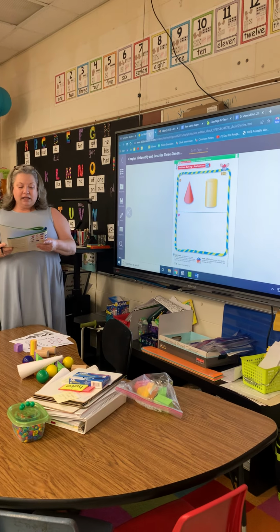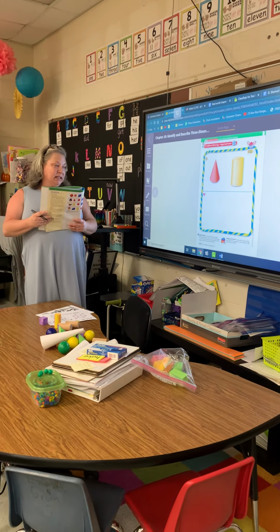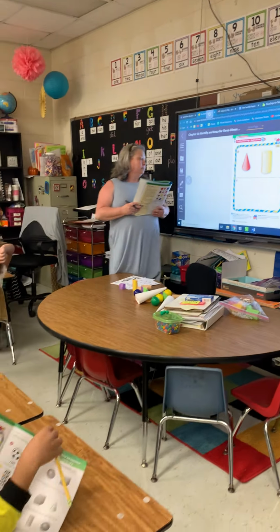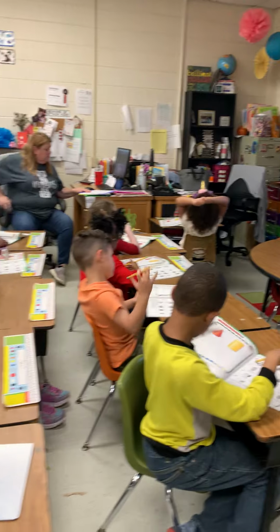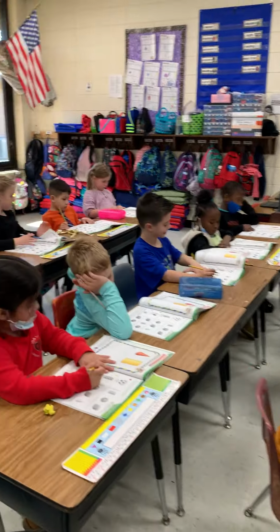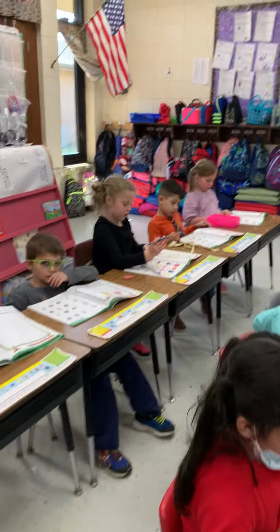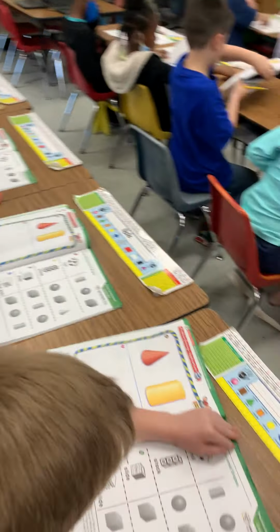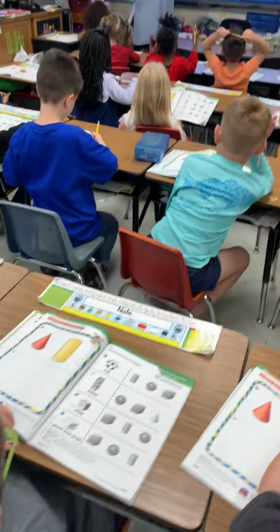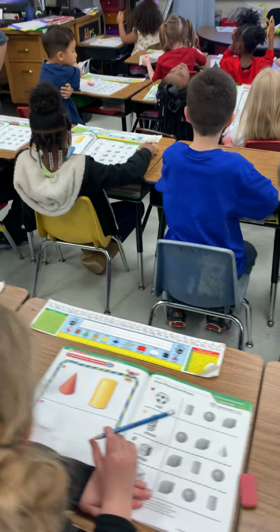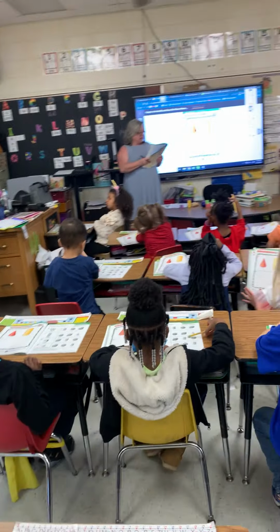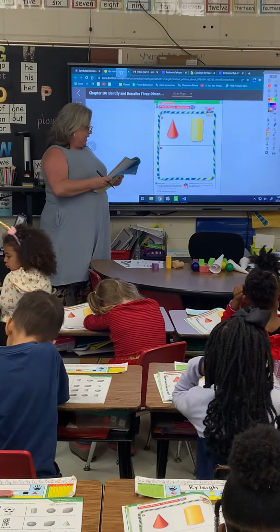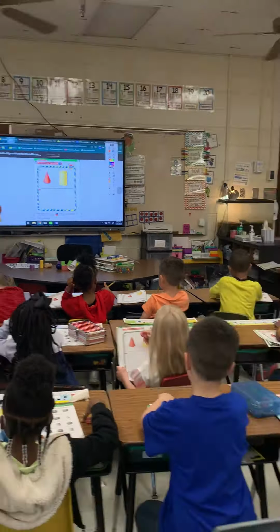Now turn over to page 576. This says, I roll and do not stack. He rolls, but he does not stack. Describe the shape and mark an X on that shape.